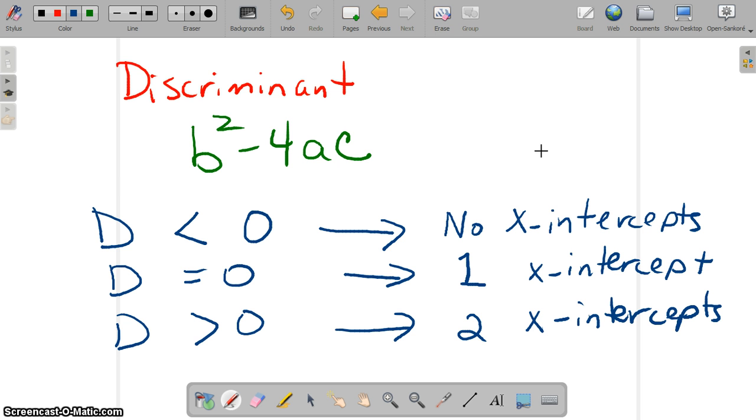You can check very quickly by plugging your numbers into the stuff underneath the radical for the quadratic formula, called the discriminant, and you can figure out a little bit about what your graph looks like, whether it's going to cross the x-axis at all.